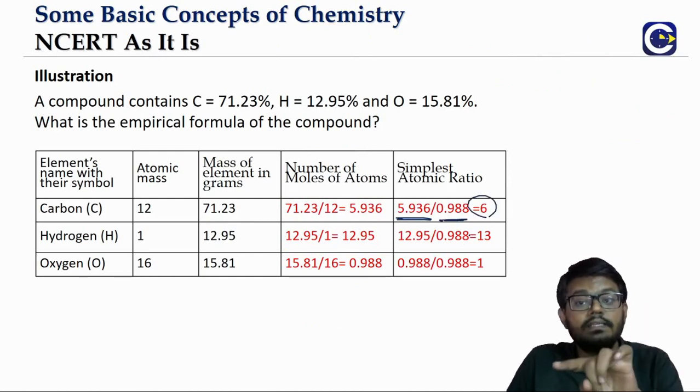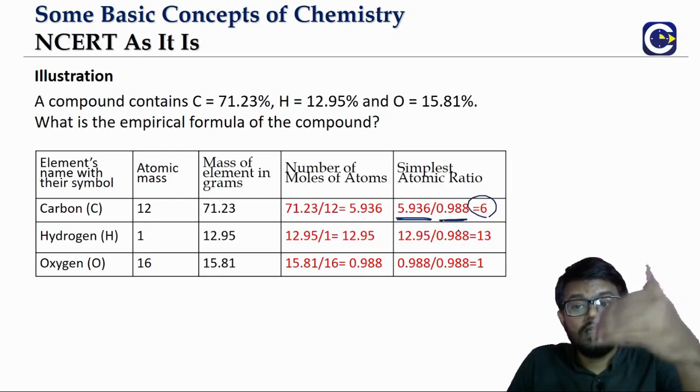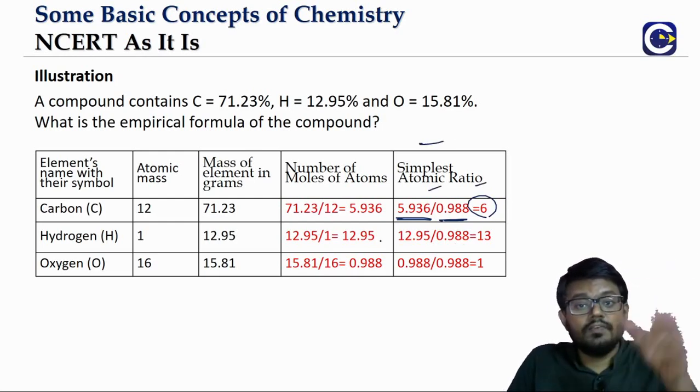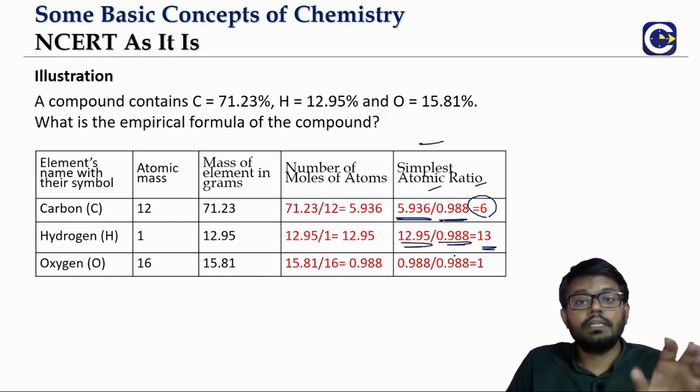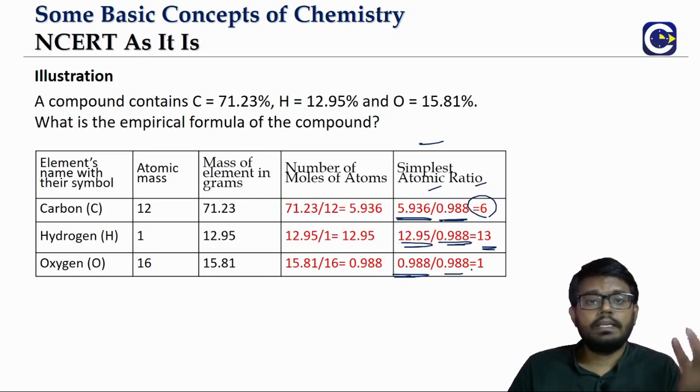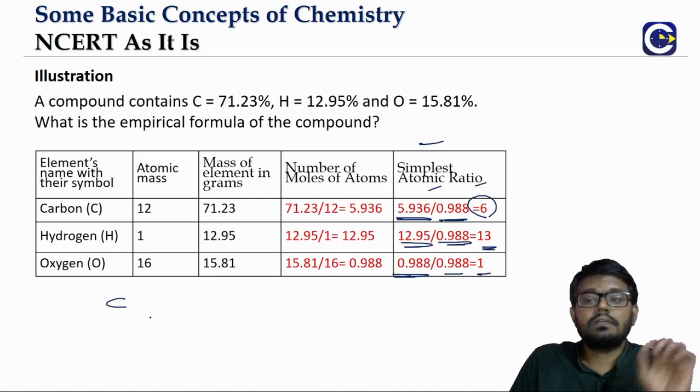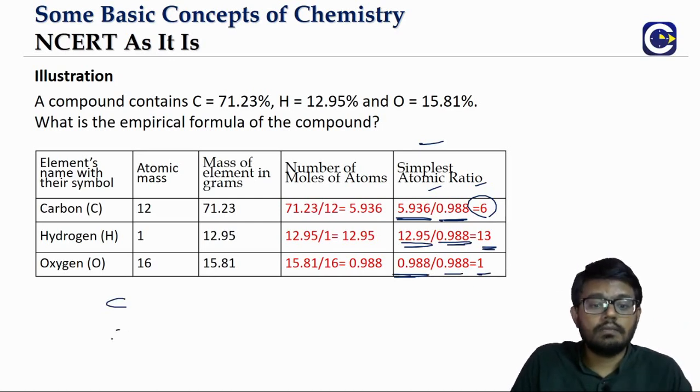Approximately 6. This is where I said for the final simplest ratio, we will be able to round it off to the nearest whole numbers. 12.95 by 0.988 will be what? Approximately 13. 0.988 by 0.988 is 1. So you see here, the simplest whole number ratio means what? Carbon 6, hydrogen 13, oxygen 1.